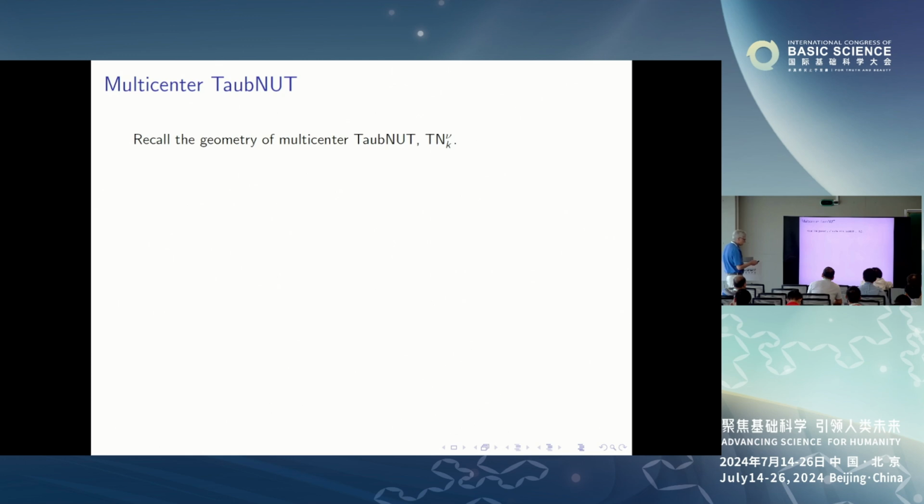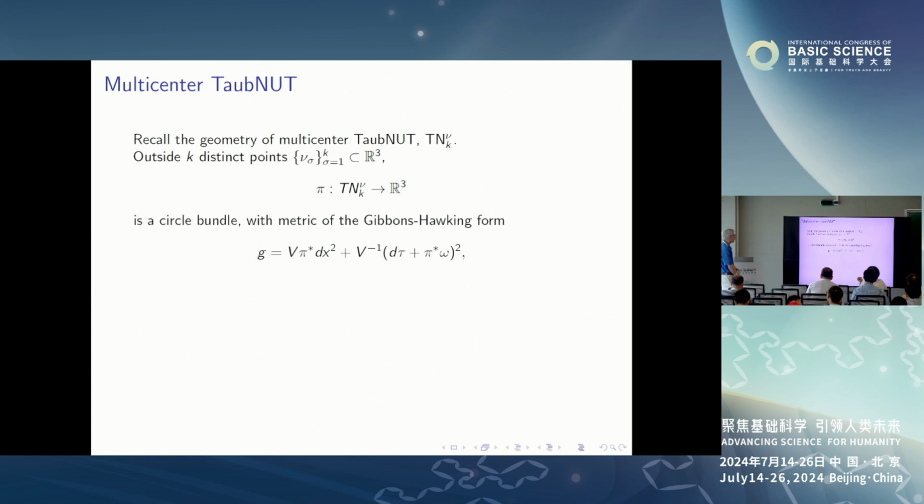Okay, so what is multi-center Taub-NUT, if you haven't played with it recently? First of all, it's a degenerate circle bundle over R3. So if you take out k points in R3, call them nu sigma, sigma running from 1 to k, then pi outside of those k points is just a circle bundle, and the circle fibers collapse at those k points. And it has a metric of Gibbons-Hawking type.